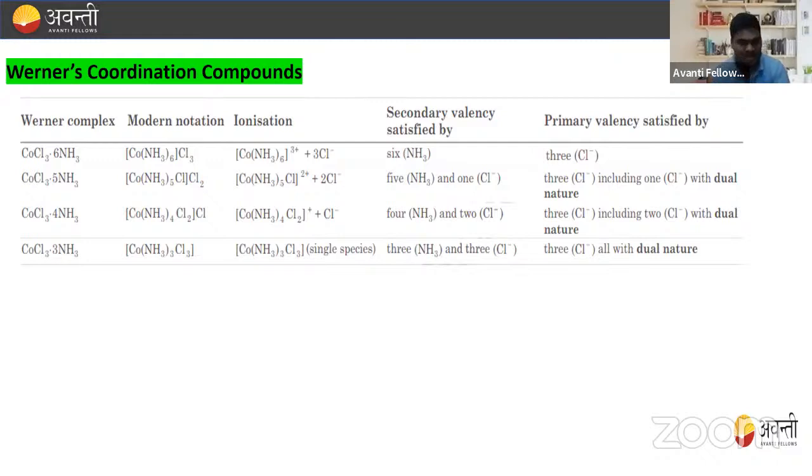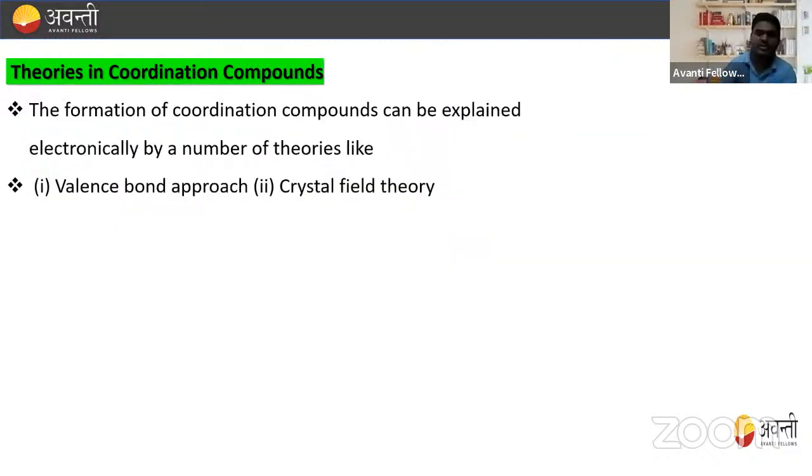On a similar basis, CoCl3.5NH3 we represent as [Co(NH3)5Cl]Cl2. So 5 NH3 and 1 Cl negative satisfy the secondary valency. There are 3 Cl negative in total, including 1 Cl negative with a dual nature, right? So this is how we can represent Werner's theory. I hope this is clear to you.